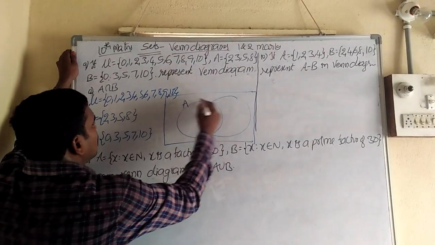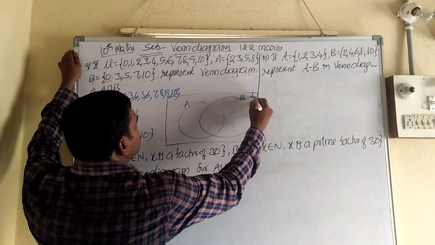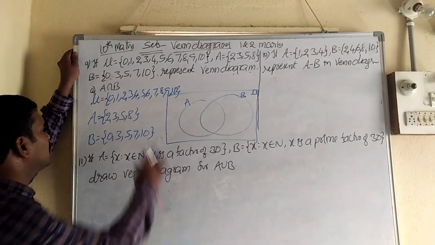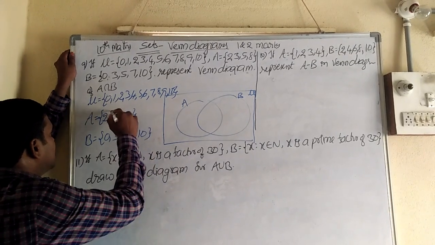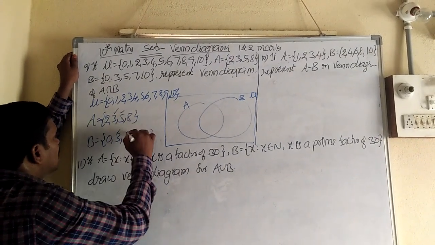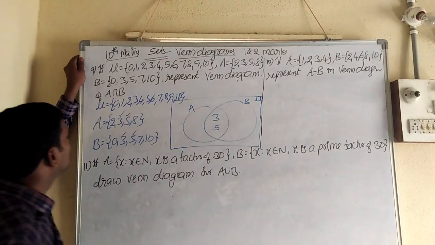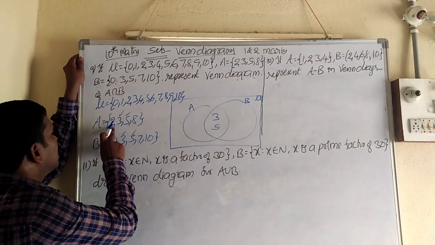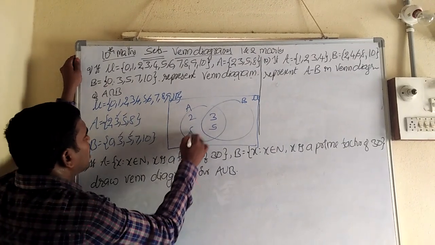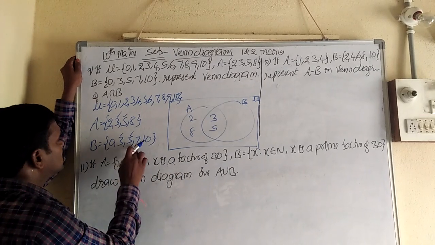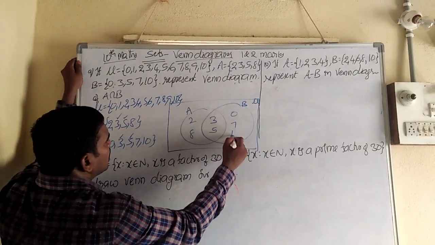So one circle is A, one is B. This is mu. What are the common elements in both A and B? 3 is common, 5 is common. That's all, 3, 5. What are the elements other than 3, 5 in A? 2, 8. What are the other elements in B other than 3, 5? 0, 7, 10.